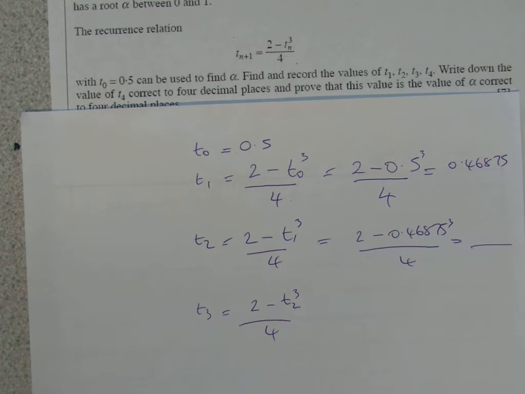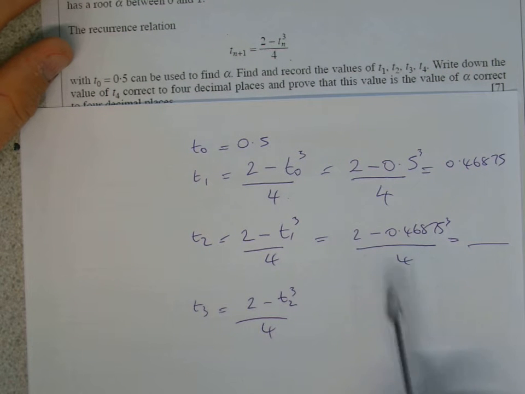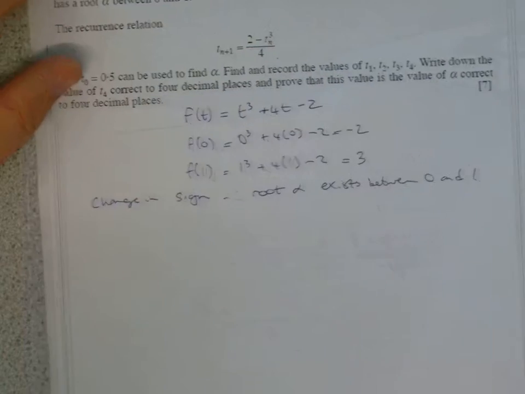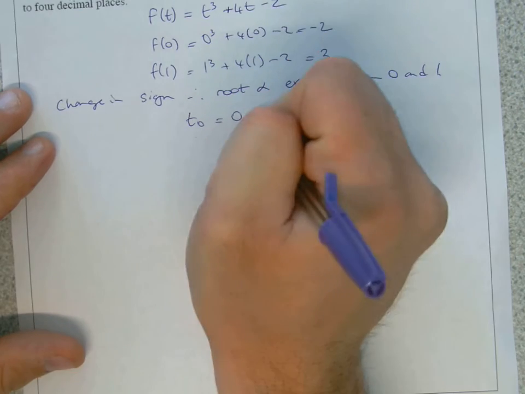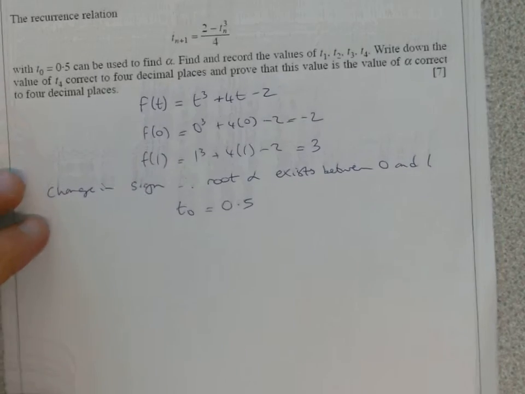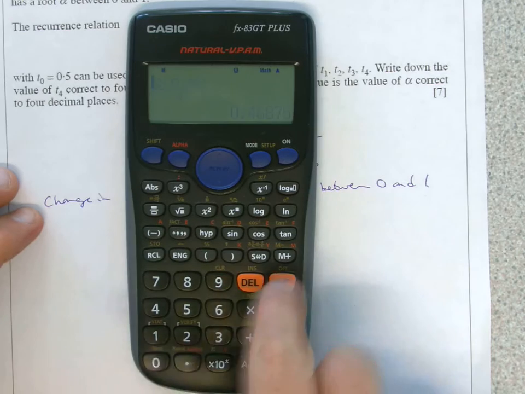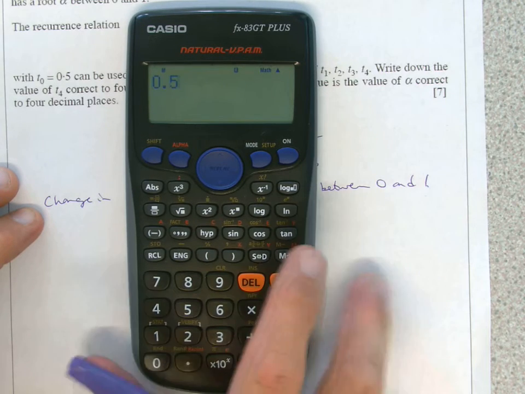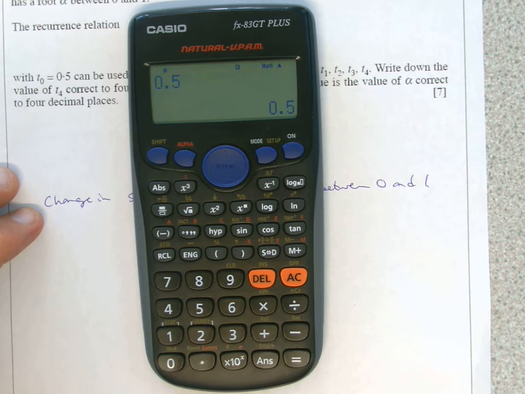But there is a quick way of doing it, and I'm going to show you as follows. You don't actually have to type all these numbers in like this. What you can do is this. We set t0 to equal 0.5. Now, on my calculator, I'm going to type in 0.5, type in t0, and press the equals button. If I press the equals button, my answer button here is 0.5, won't it?